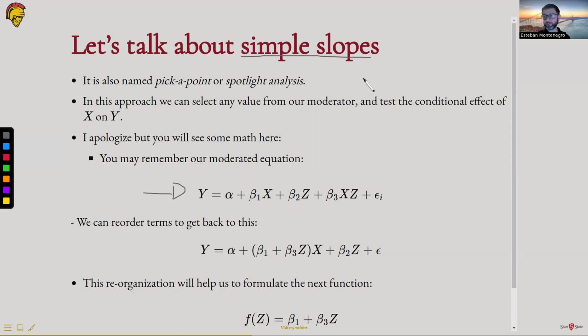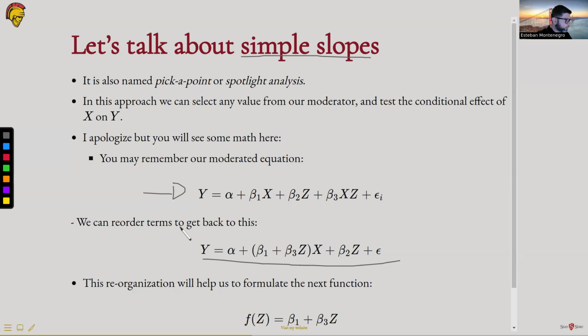But they are called simple slopes because we are decomposing the main slope into different slopes. We are trying to find different functions at different levels of our moderator. That's what we are doing. So we are estimating multiple functions or partial functions, right? Like I do here.